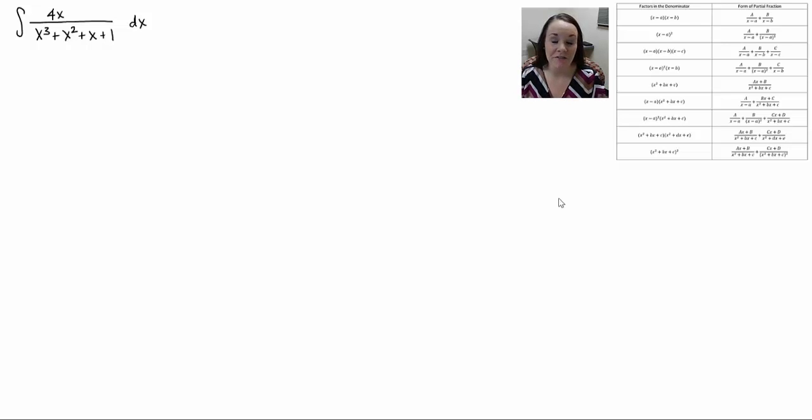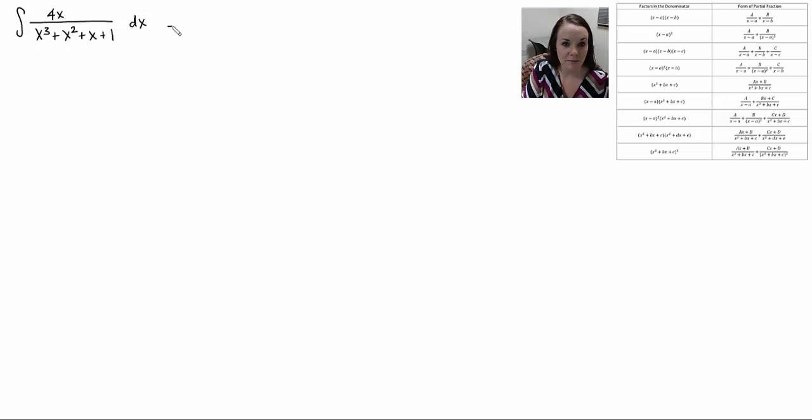Today we're going to talk about evaluating integrals using partial fractions. So we use this when we have something that's too complicated to integrate on its own, so we simplify it into separate partial fractions that are easier to integrate individually.